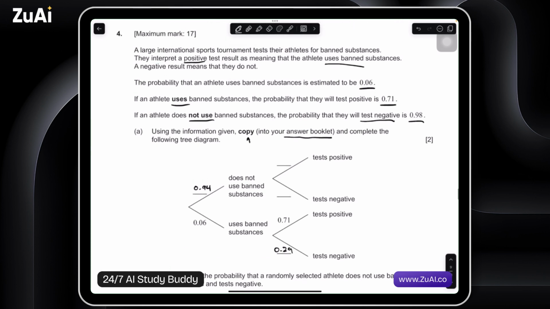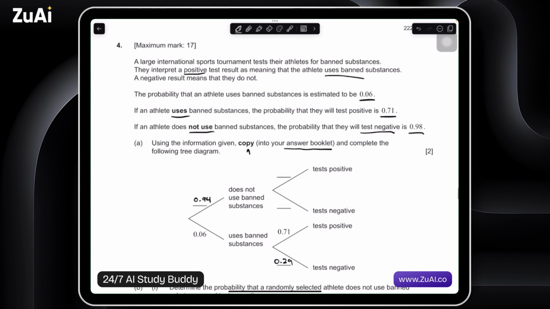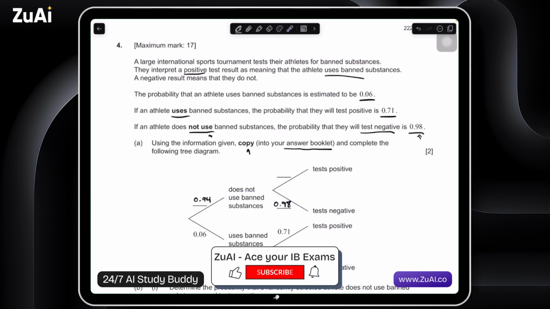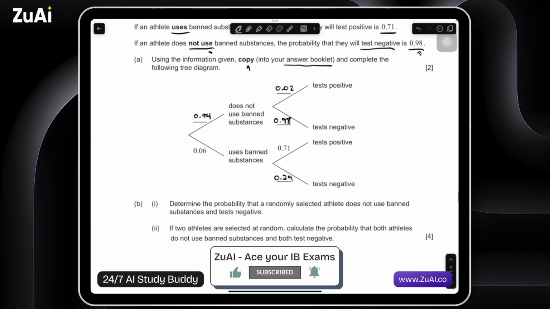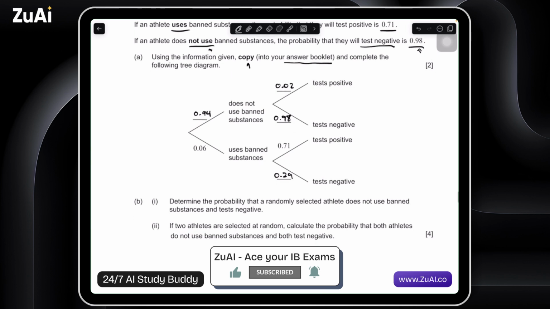And then for this last part up here at the top, we'll need to use the information that they give us. So does not use banned substances. If an athlete does not use banned substances, the probability that they will test negative is 0.98. So 0.98. If they do not use banned substances, test negative, 0.98. But we do get some false positives. And there it is, 0.02. So all of these need to sum to 1. Okay, not a bad start.